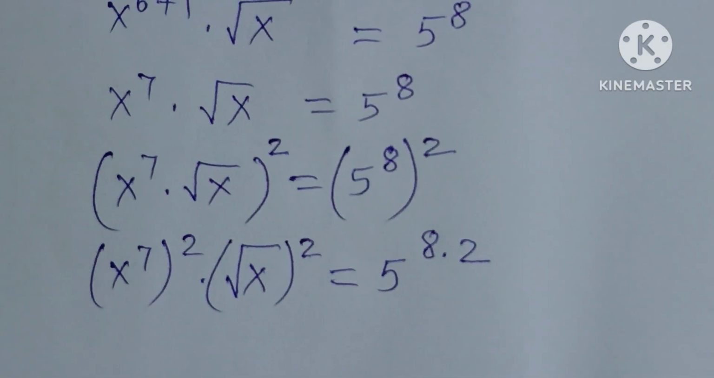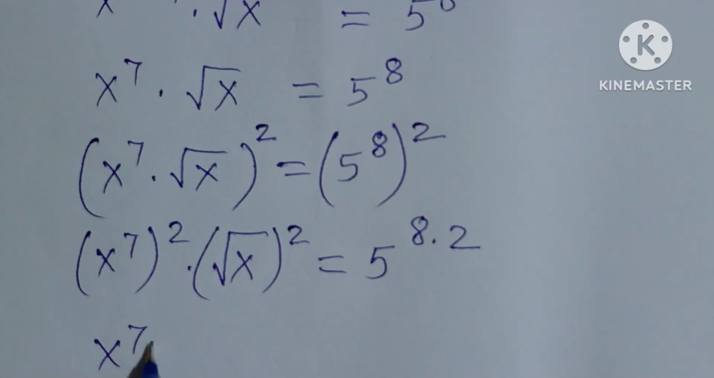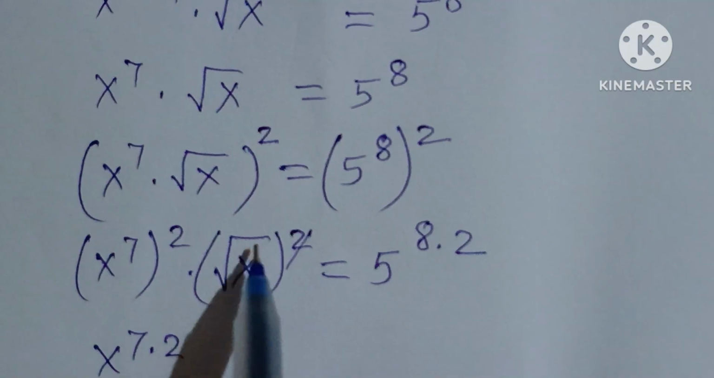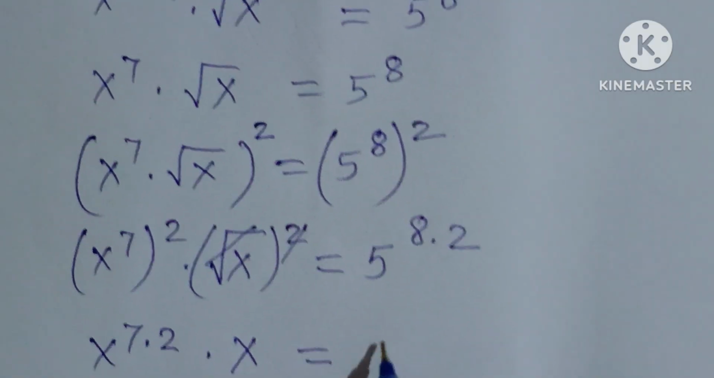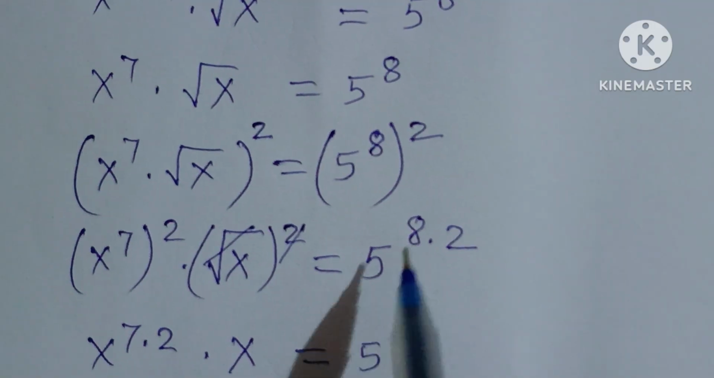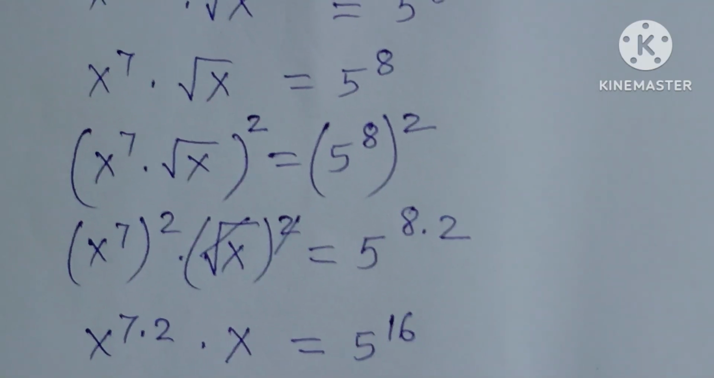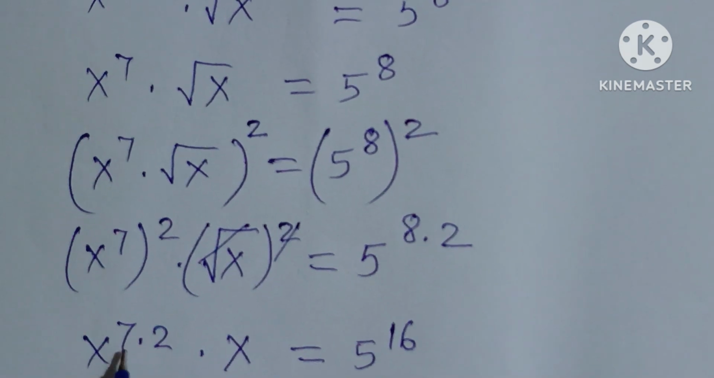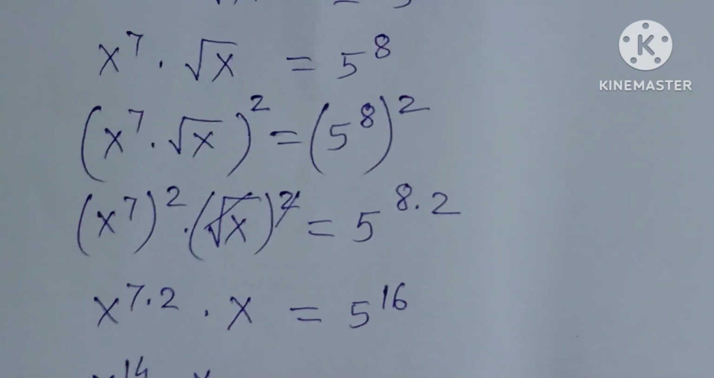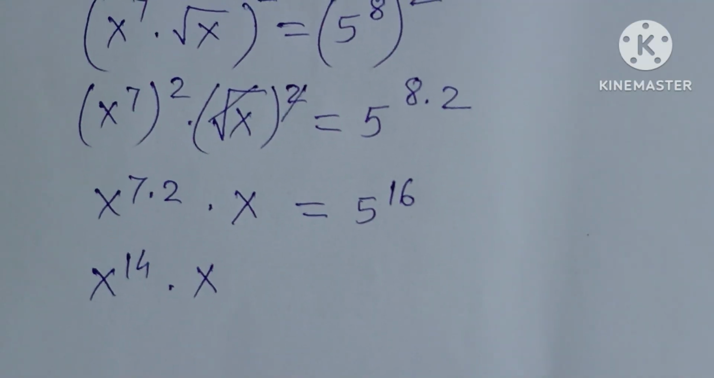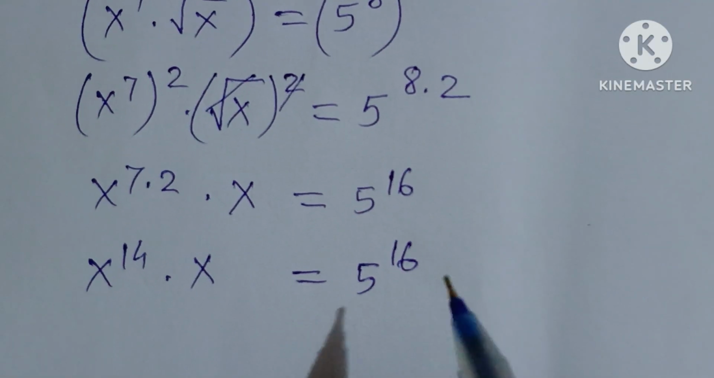Now x raised to power 7 into 2, square root will remove, into x is equal to 5. Here we can write 8 twos are 16. Here we can write x raised to power 7 into 2 is 14, into x is equal to 5 raised to power 16.